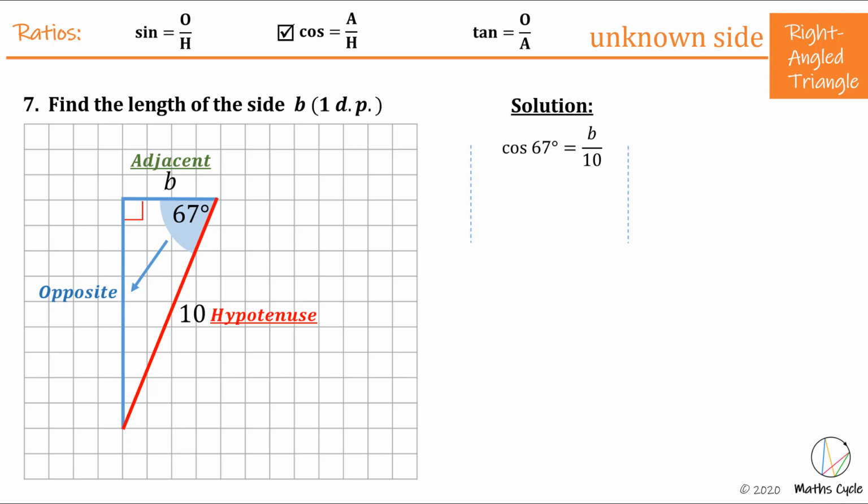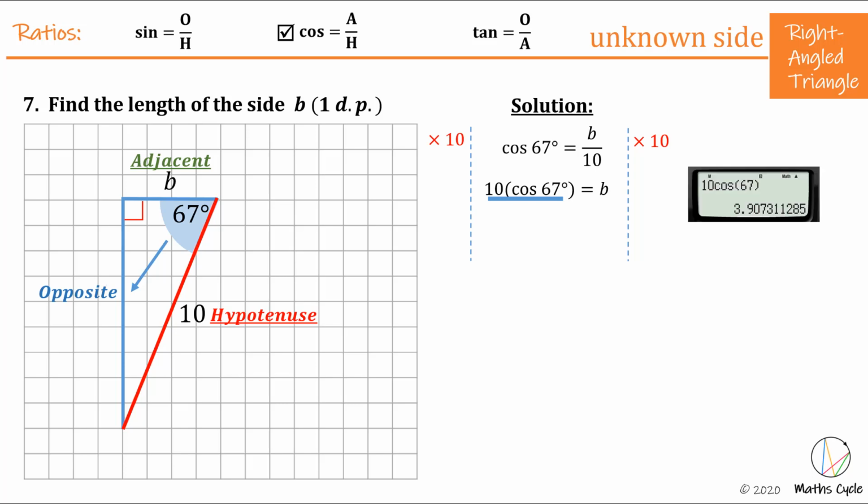So we're going to solve this using our balancing method. Multiply both sides by 10. So we can see that B equals 10 multiplied by the cosine of 67. So find the cosine of 67 on your calculator and multiply by 10. Or at this stage now, you're probably going straight for your calculator and typing in 10 cos 67 and getting your answer straight away.